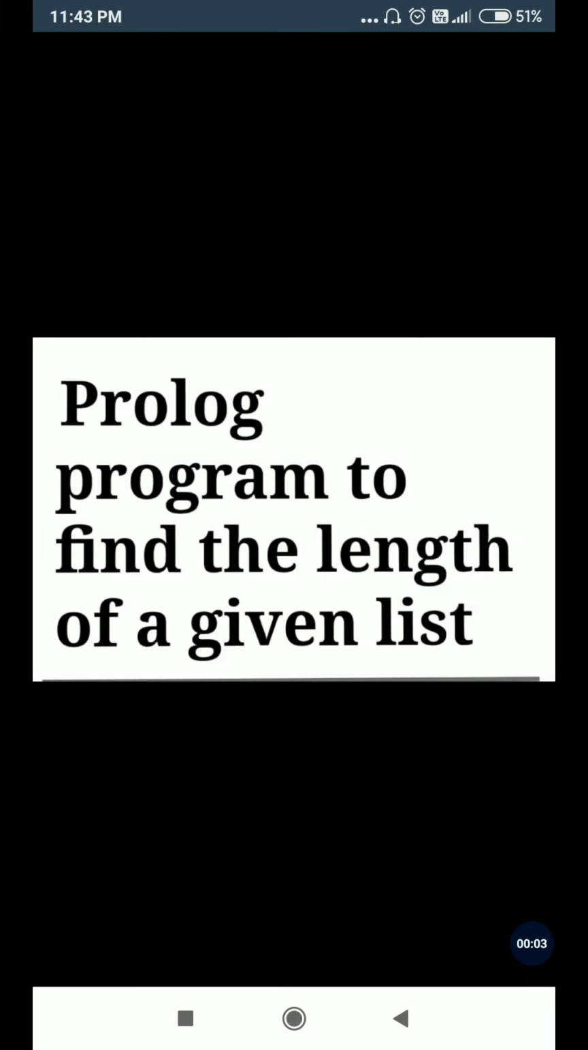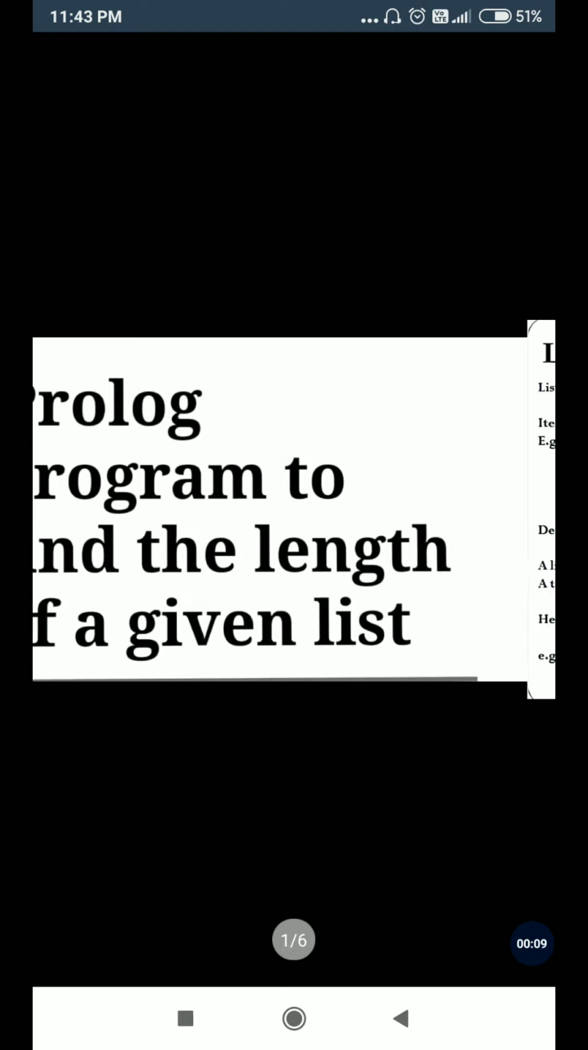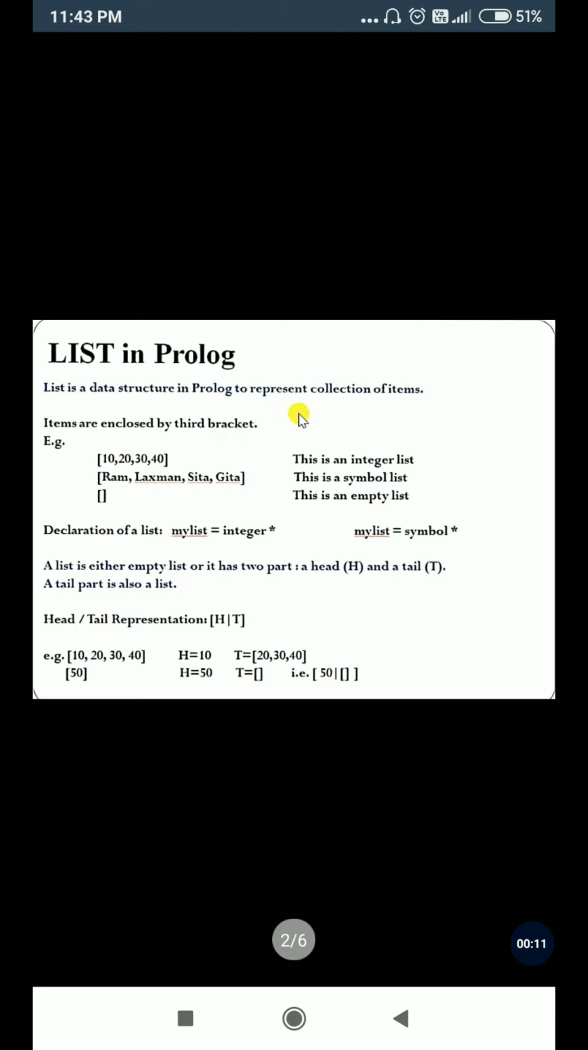This is the second experiment in Prolog: a program to find the length of a given list. A list is a data structure in Prolog to represent a collection of items. Items are enclosed by square brackets. For example, we have just written a square bracket.